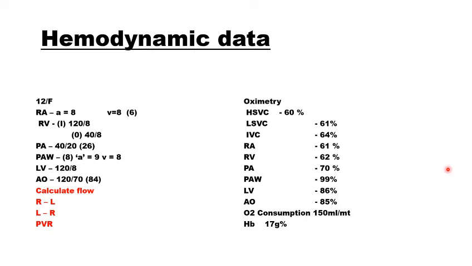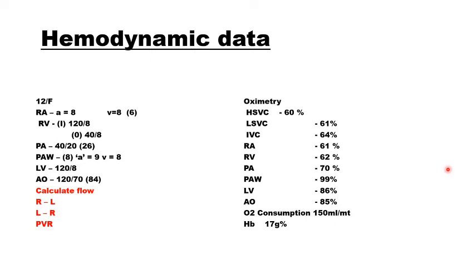With intact IVS, the gradient will be 25, 45, and more than 60. Mild, moderate, severe: systolic is 30, 50, and 70. Systolic and mean is 20, 35, and 50.